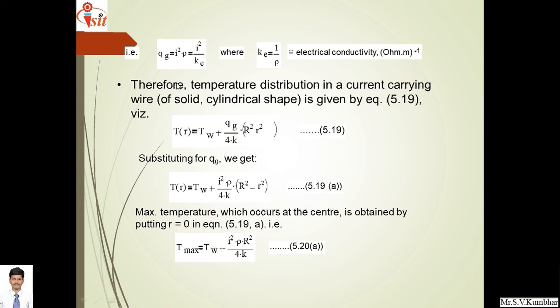Putting all these equations in this formula for temperature distribution in a current carrying wire or cylindrical or solid shape, that is Tr, temperature at any radius r, is equal to Tw plus Qg upon 4K (capital R square minus small r square). Substituting the value of Qg, we will get Tr is equal to Tw plus i square rho upon 4K (capital R square minus small r square). Maximum temperature occurs at the center of conductor. Therefore, putting r is equal to 0, we will get the condition for maximum temperature as Tmax is equal to Tw plus i square rho R square upon 4K.